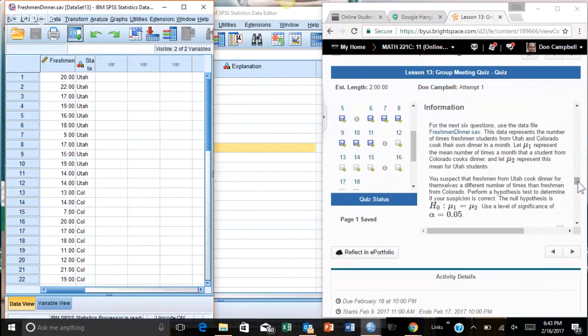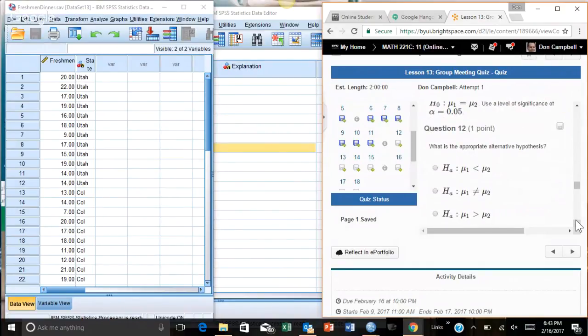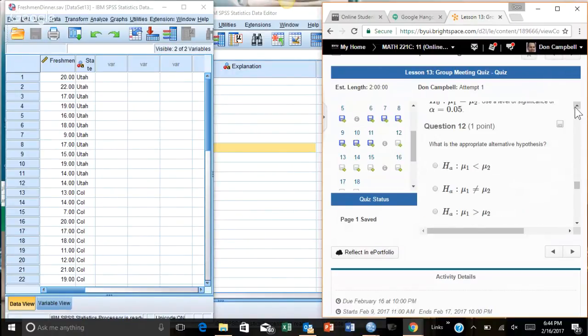You suspect that the freshmen from Utah cooked dinner for themselves a different number of times. So that does not equal. That would be mu1 does not equal mu2, B, correct? I don't know, I have to look at the question first. Okay, sorry, getting ahead. What is the question? What is the alternative hypothesis?